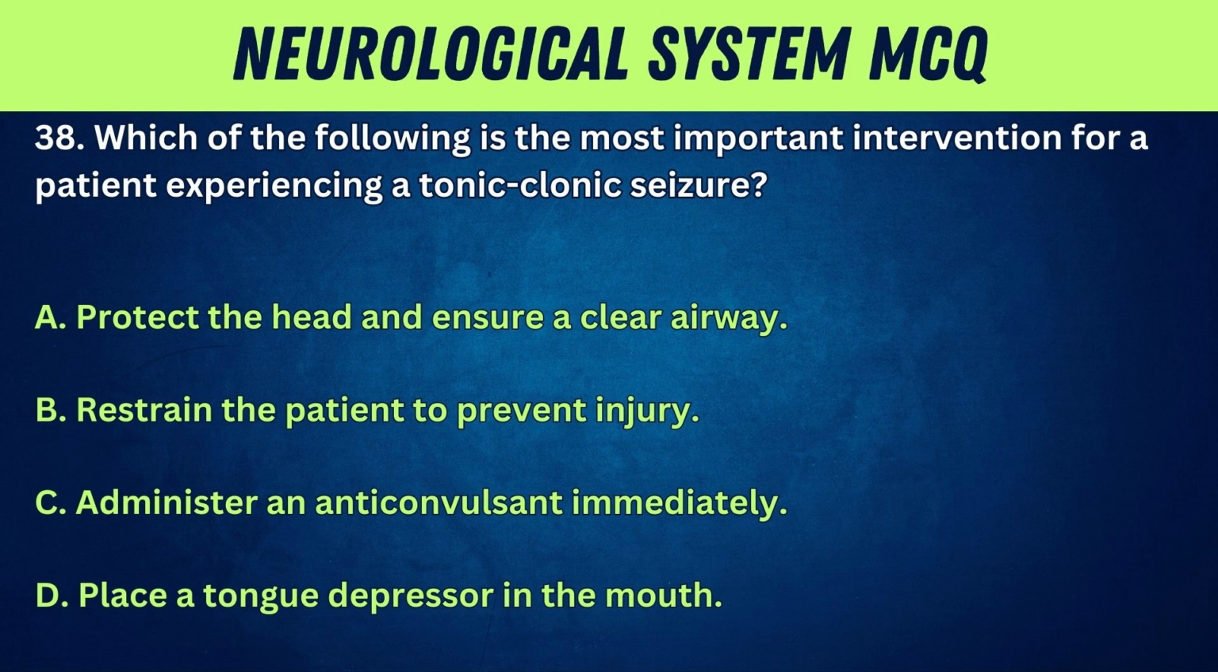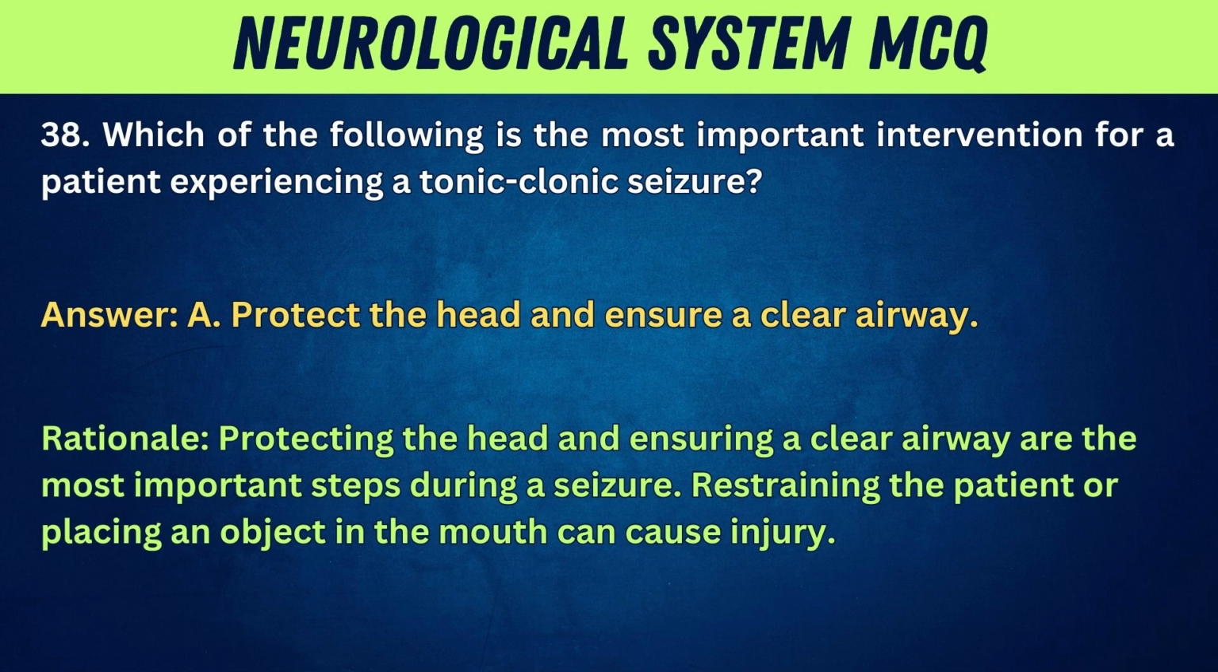38. Which of the following is the most important intervention for a patient experiencing a tonic-clonic seizure? A. Protect the head and ensure a clear airway. B. Restrain the patient to prevent injury. C. Administer an anticonvulsant immediately. D. Place a tongue depressor in the mouth. Answer: A. Protect the head and ensure a clear airway.